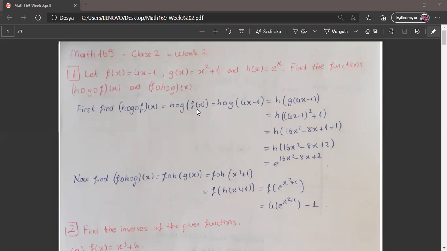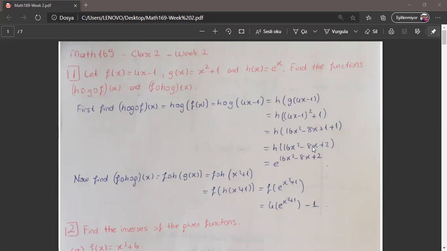So what's f of x? It's 4x minus 1. So we put there 4x minus 1. Now we need to compute g of 4x minus 1. So when we see x, we will write 4x minus 1. So here we have the definition of g. We have 4x minus 1 squared. Okay, here we have plus 1. Thus, if we write this one clearly, we have this at the end.